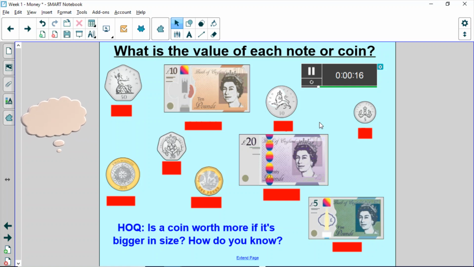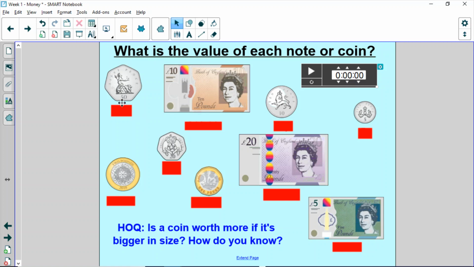What ones do you know? Say them out loud if you can. Okay, we've got about 10 seconds left. Do you know them all? Okay, the time has come to the end. Well done if you've been able to shout out some of these notes or coins.